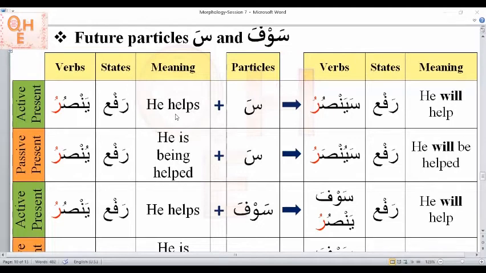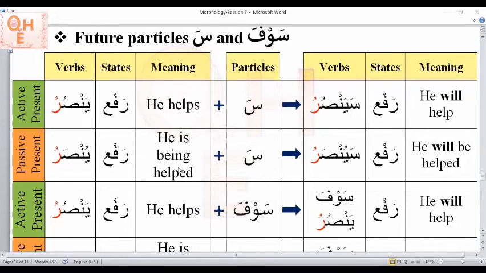One thing I should mention to you, for present tense, the general meaning can be done three ways. For example, Yansuru can be translated: he helps, he is helping, he will help. Sometimes it can be translated as future tense. But when sa or sawfa comes, it exclusively takes it to future tense. Okay, then we cannot say he helps or he is helping. He will help.